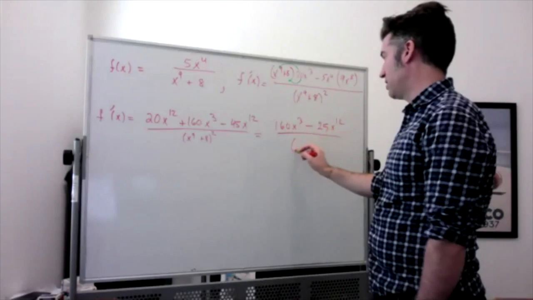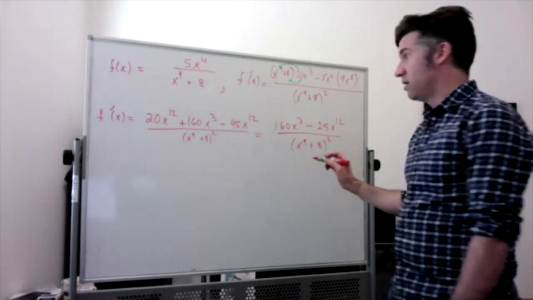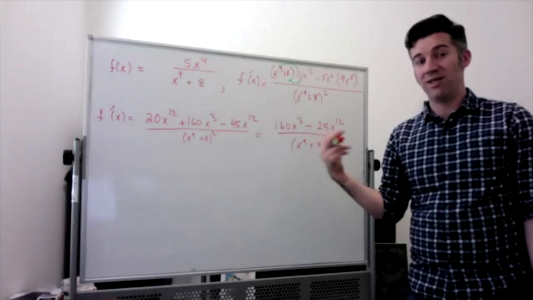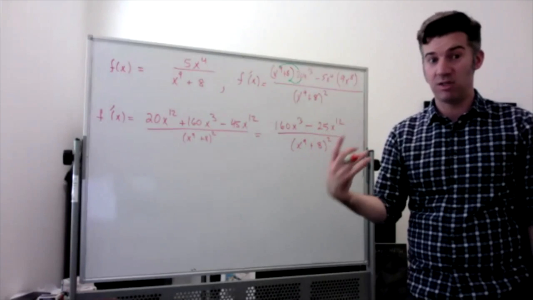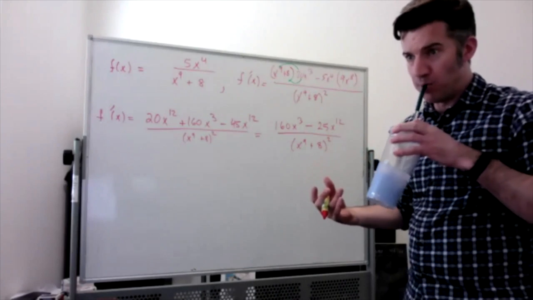So I know I've already said this like twice, but I really want to emphasize that when you have to take a second derivative, you want to simplify your first derivative as much as possible to make the next step not so terrible.